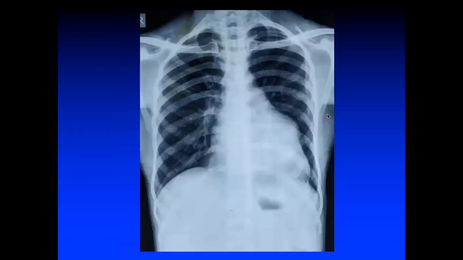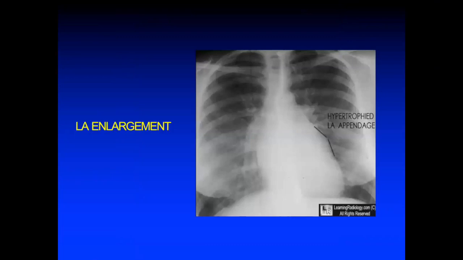This is again focal atrial enlargement. Here you can see one cardiac contour. This is the second cardiac contour. This is the enlargement of the left atrial appendage. Now, straightening beyond the straightening. So this is the earliest sign you can see on an X-ray for left atrial enlargement. So a hypertrophied left atrial appendage appears this way.